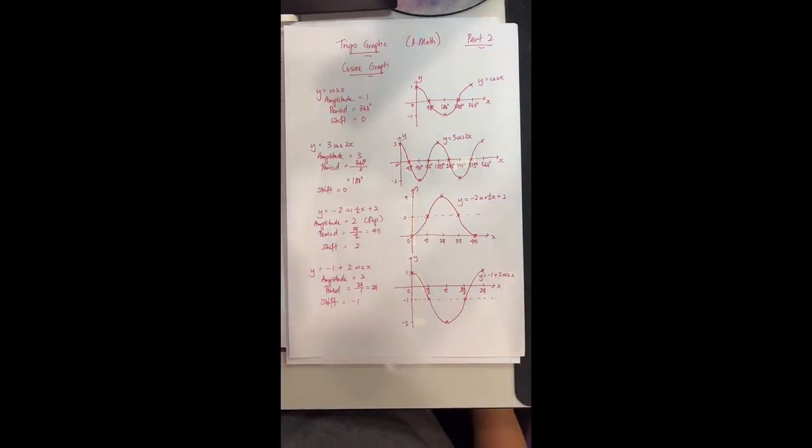How do you know it's pi or degree? The question will state whether you want to do it in degree or radian.